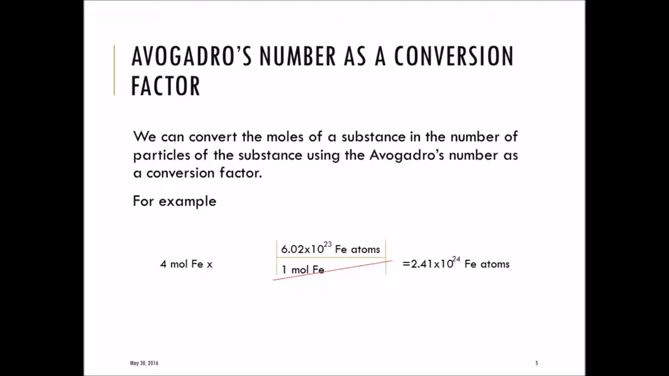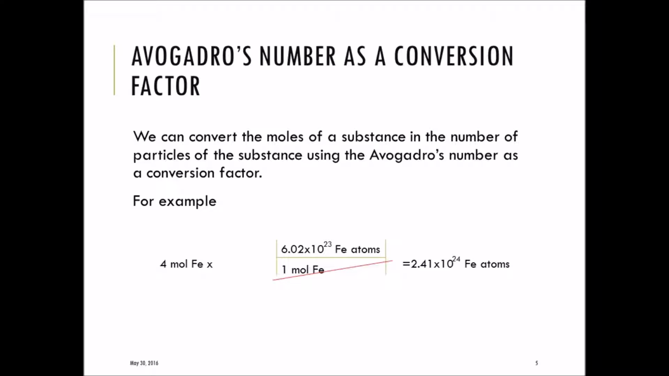Imagine you have 4 moles of iron atoms, and you want to know how many particles are in there. So you are going to use the conversion factor of Avogadro's number because, remember guys, for every mole there are also 6.02 times 10 to the 23rd particles of that kind of substance. So we are going to do this.